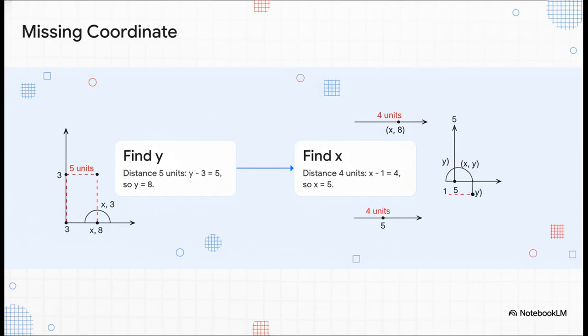Y minus 3 equals 5. Add 3 to both sides, and boom, our missing y is 8. The exact same logic works for the x-axis. If the horizontal distance is 4 units and we start at x equals 1, well, x minus 1 equals 4. Add 1 to both sides, and our missing x is 5. You just have to follow the logic in reverse.